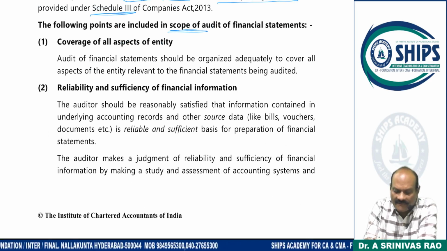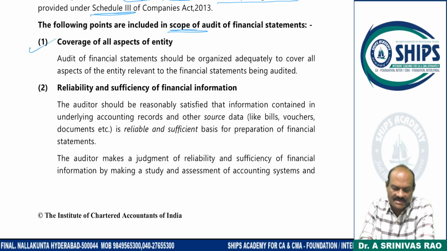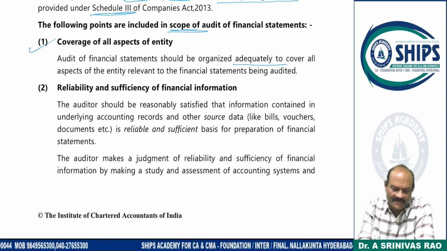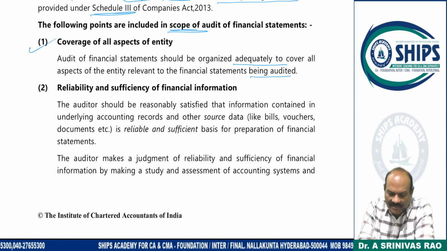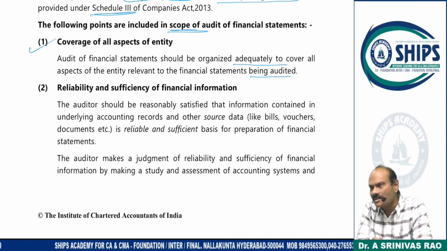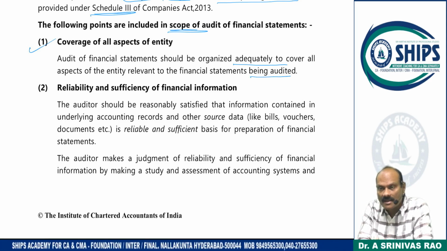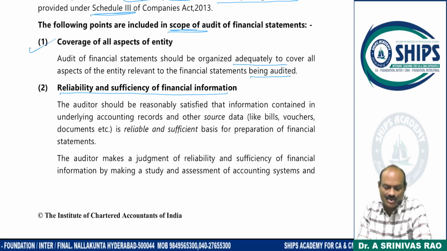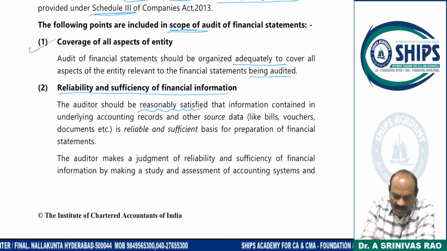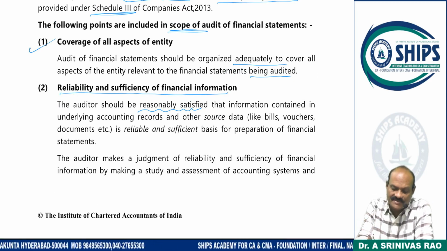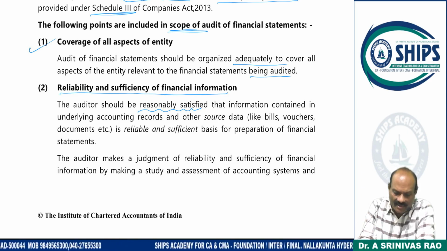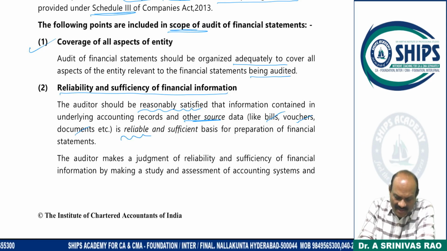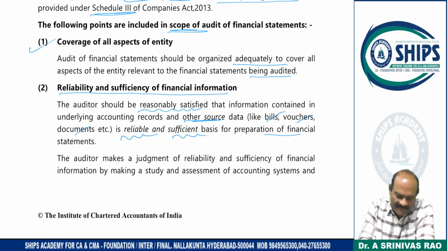What is the scope of audit of the financial statements? Coverage of all aspects of the entity. Audit of the financial statements should be organized adequately to cover all aspects of the entity relevant to the financial statements being audited, which means you are not doing bits and pieces of the accounts. You are doing the audit as a whole, but not a part. And the reliability and sufficiency of the financial information: the auditor should be reasonably satisfied. See the word, reasonably, not absolutely, satisfied that the information contained in the underlying accounting records and other sources of data, nothing but bills, vouchers, documents, is reliable and sufficient as a basis for preparation of the financial statements.